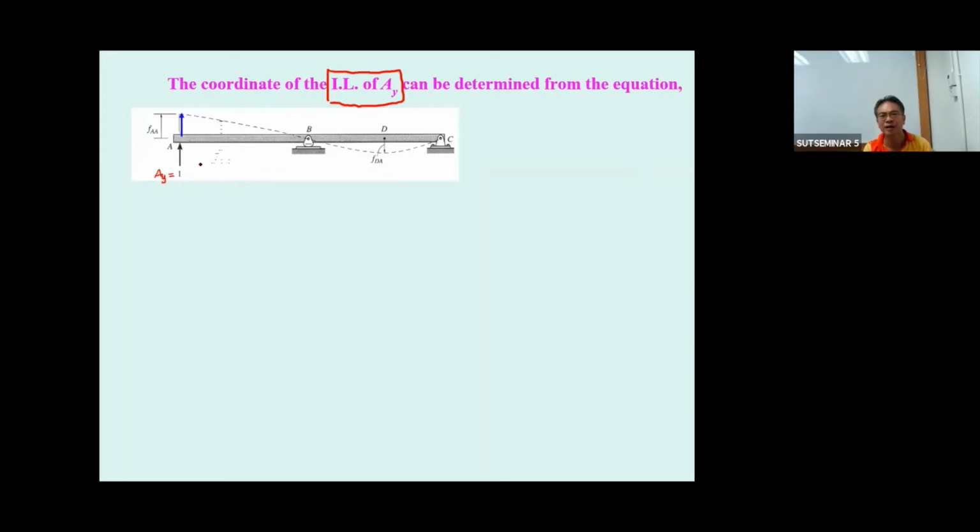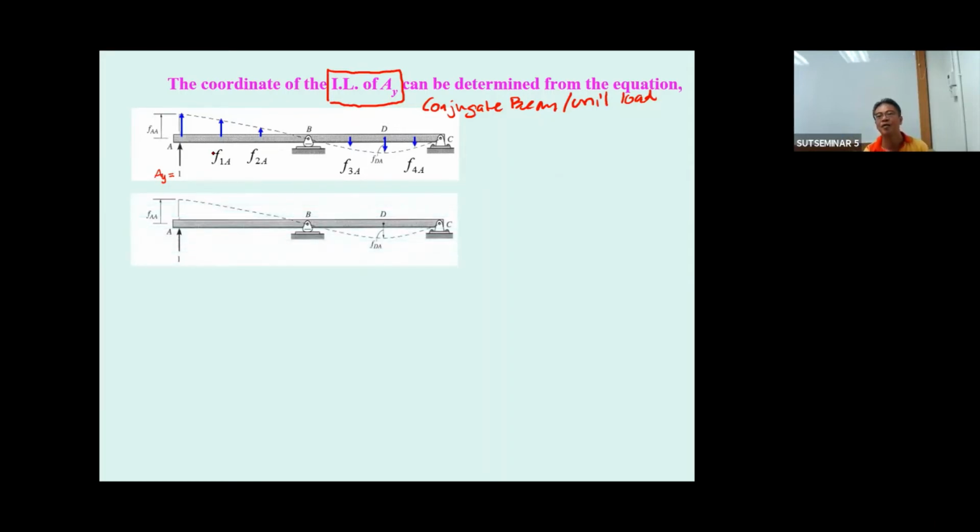And then you determine the deflection. To determine this kind of deflection, you have to use many kinds of methods, such as the conjugate beam or the unit load method. If you determine all the deflections in the form of an equation, you're going to get the equation for the coordinate of the influence line of A sub y, and then you just put them into the equation.